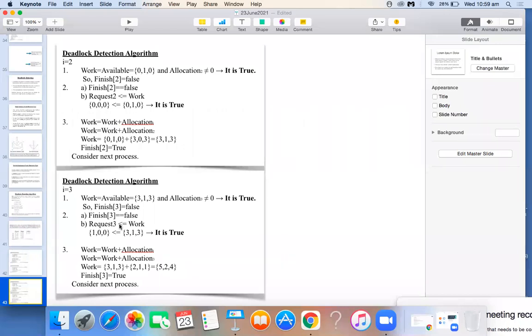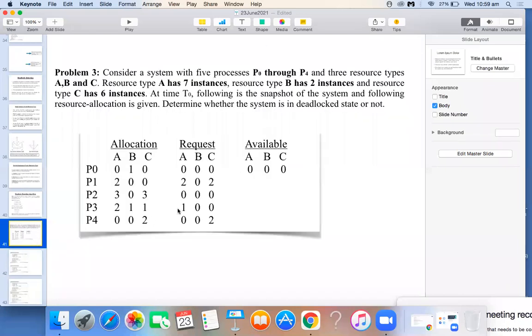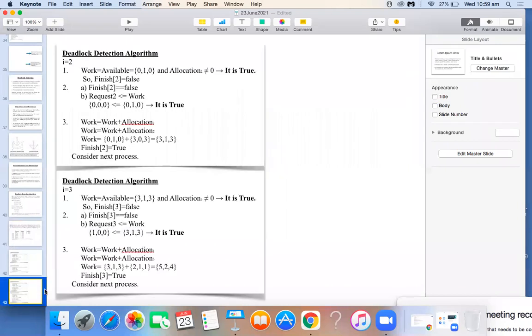In step number 2 we are checking whether request of 3 is less than work. So what is request of 3? Observe here. What is request of 3? 100, correct? So it is less than 311, correct? So it is true. So go to step number 3.